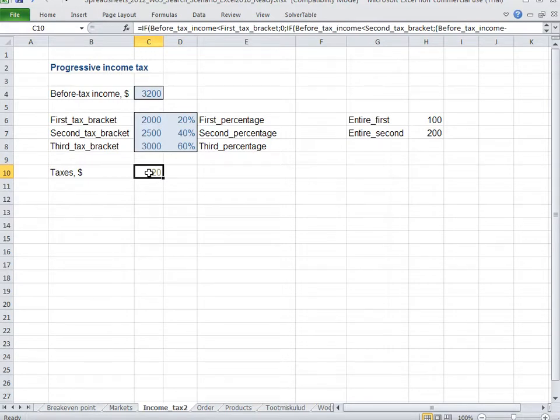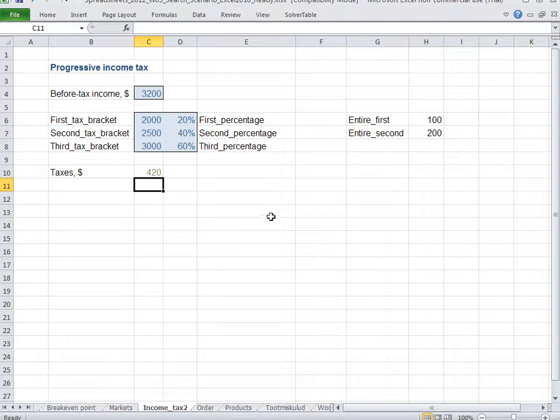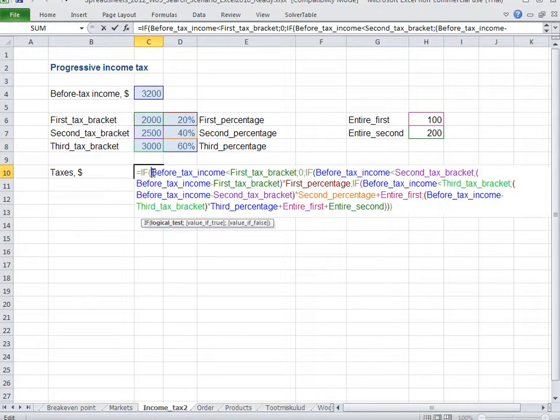Again, you don't have to remember the details, and you can always go back to the exercise. But here is the formula. It was 1, 2, 3 ifs within each other. Remember that if we have two options, below 2,000 and between 2,000 and 2,500, there's one if. But we had 4 options, and for 4 options we need 3 ifs. 4 options, 3 ifs, 3 options, 2 ifs, 2 options, 1 if. So that's how it went.